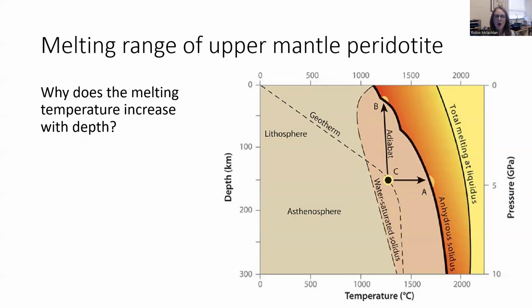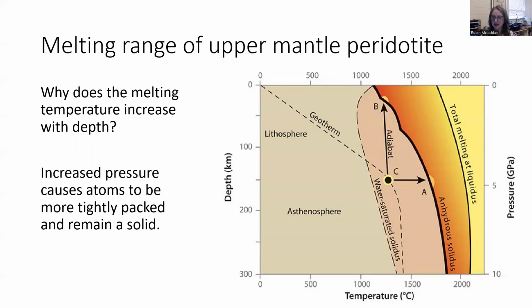All right, so why does the melting temperature increase with depth? We know that temperature increases with depth, but so does the melting temperature. So the deeper you go, the harder it is to melt a rock at any given temperature. Why do you think that is? Right. Well, that's because of the increased pressure, right? Solids are solids because the atoms within them are packed tightly together, right? Which means if the pressure is intense, something that is incredibly hot can remain a solid just because that pressure is keeping its atoms tightly packed together.